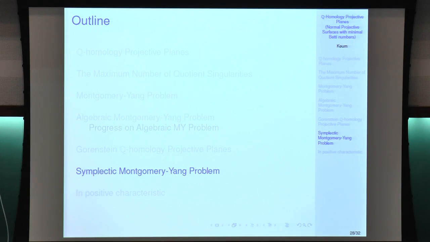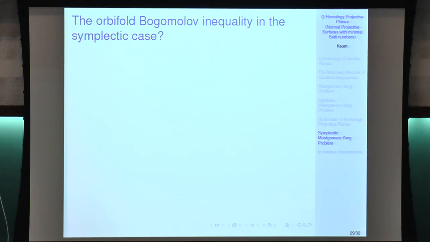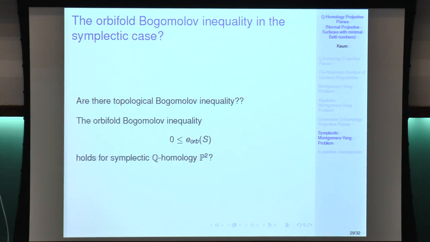Okay, so for the symplectic case, I don't say much. The original Montgomery-Yau problem, I repeat the question of Janos. Is there a topological homology inequality? Something like this. The orbifold homology inequality holds for symplectic Q-homology P2. It's a symplectic four-manifold. Well, for symplectic manifold or any differentiable manifold, we don't have the notion of nefness or something.